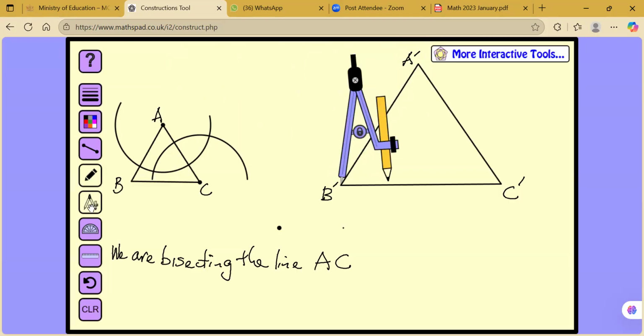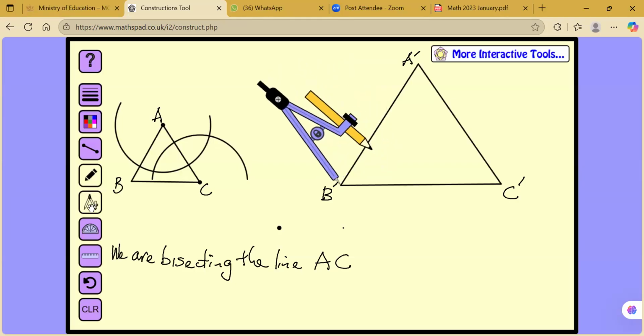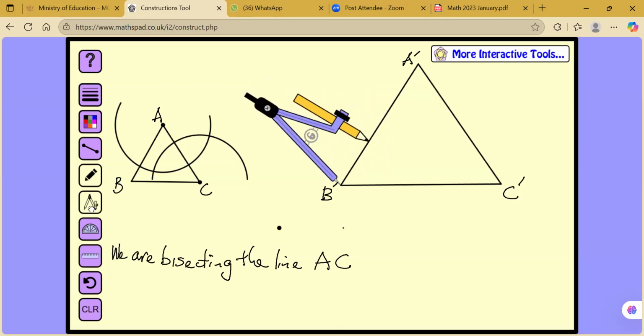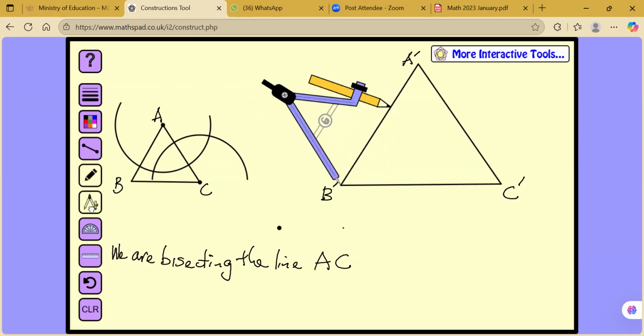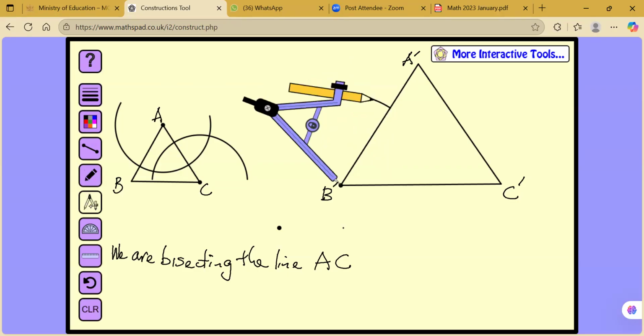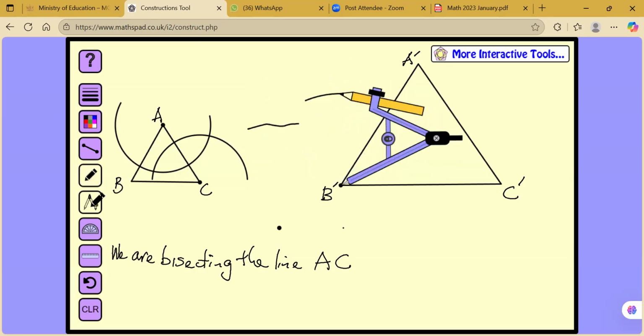I take my compass, and then what do I do? After I open it, what? What did I say? Anybody help me? Do I open it a quarter, half, or more than half? A little bit above half. Thank you. I open it a little bit above half, and then I draw my arc.